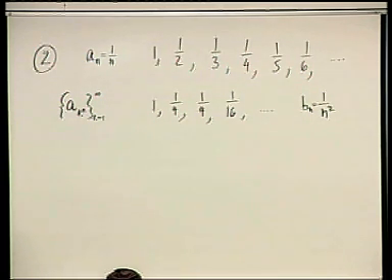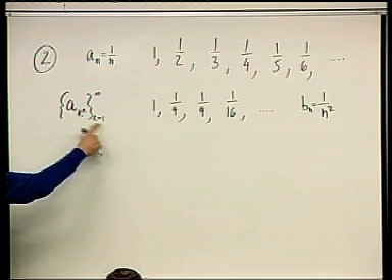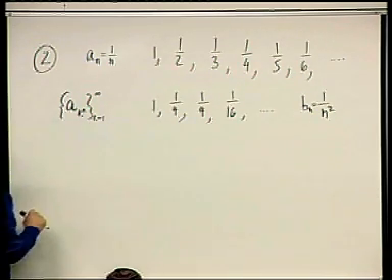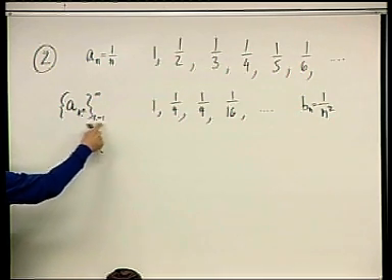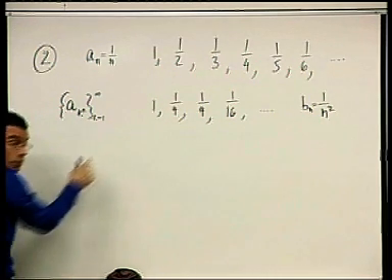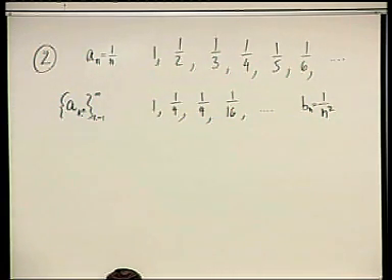Do you agree? The first element is going to be for k equals 1. You get a1. That's the 1 here. The second element, for k equals 2, you get a4. a4 is 1/4. And so on. Everybody good? Question? You seem confused.